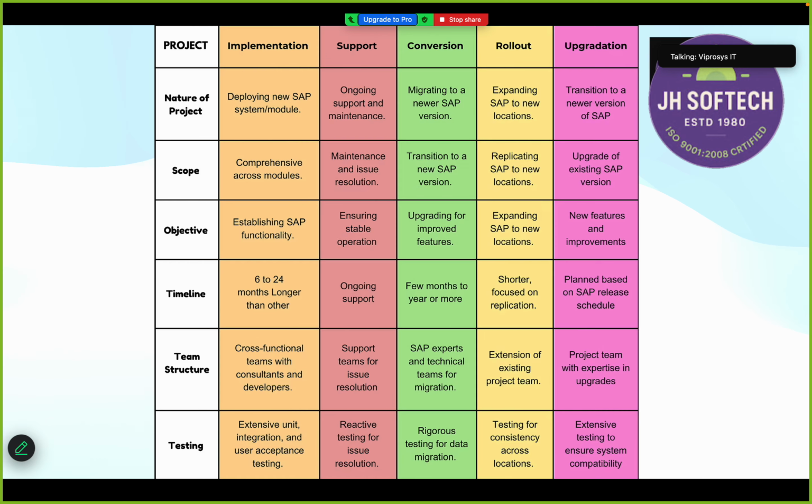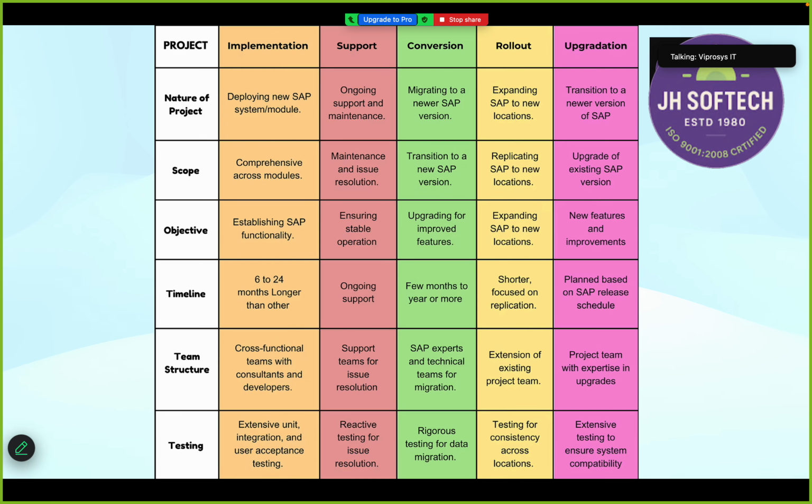In this single figure, you can see that there are different types of projects like implementation project on the top. You can see there is a support project, conversion project, rollout project, and upgradation project. These are the different types of projects that we might have to work on as an SAP consultant or an SAP S4 HANA associate. Now, in these projects, we need to understand that each project has its own significance.